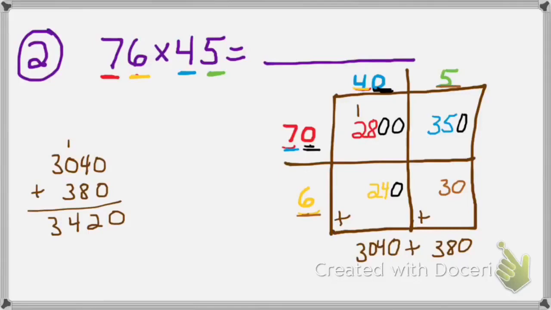I see more than 3 digits, so I'm going to count back 3 places for the comma. 1, 2, 3, and that's where my comma goes. Final answer is 3,420.